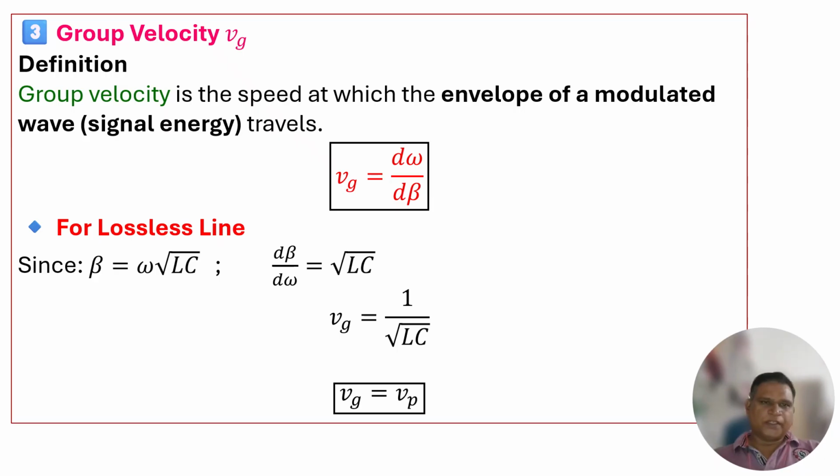Now, group velocity is defined as the speed at which the envelope of a modulated wave travels. The group velocity Vg is equal to d omega by d beta. For lossless transmission line, since beta is equal to omega square root of LC, d beta by d omega is equal to square root of LC. Vg is also equal to 1 by square root of LC. For lossless transmission line, Vg is equal to Vp.